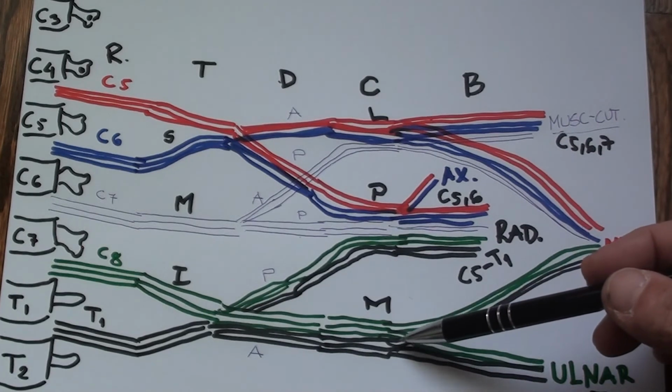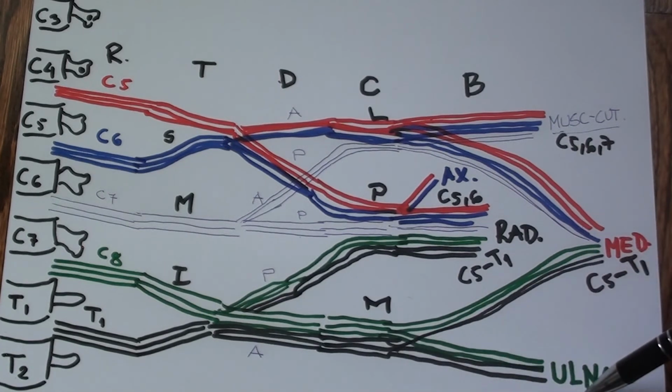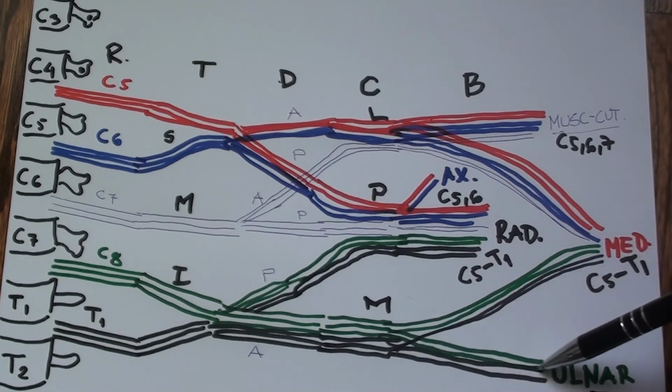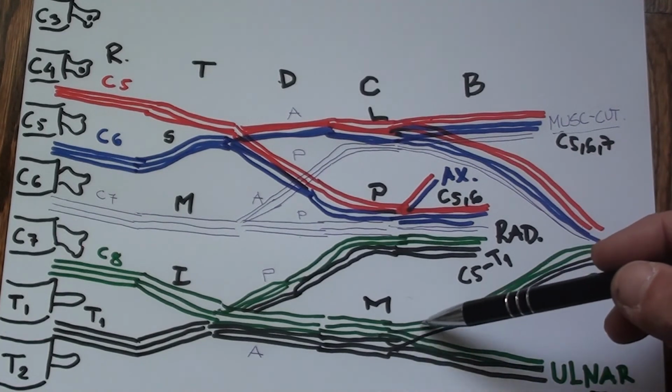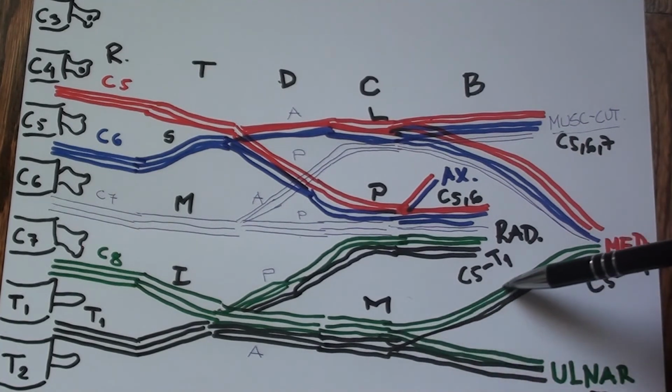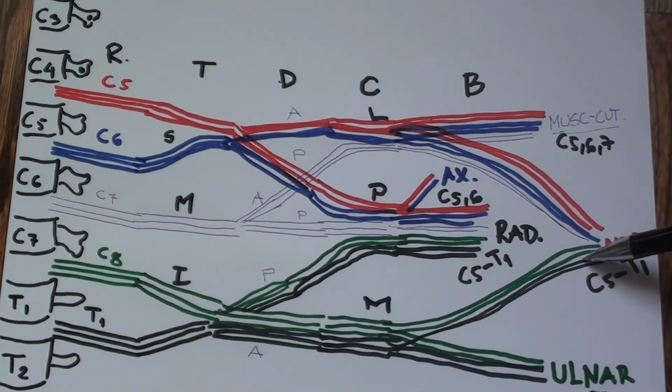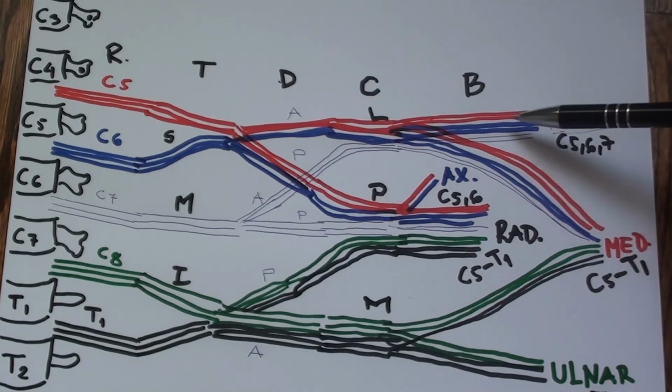From the medial cord, some of the C8 and T1 fibers were sent out of the cord, and they produced the ulnar nerve as the direct branch, where the remaining C8 and T1 fibers were joining C5, C6, and C7 fibers from the lateral cord, and then we have had assembly of the median nerve.